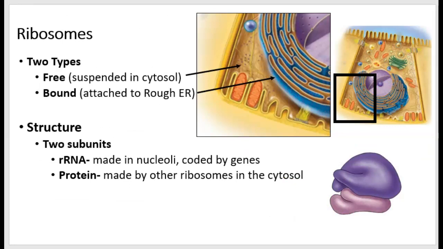Ribosomes are an example of non-membrane bound organelles. There are two types of ribosomes based on their location within a cell. One type is called free and is suspended within the cytosol. The other type is called bound and is attached to the rough ER. But both types have the same structure, composed of two subunits, shown here as pink and dark purple. Both subunits contain two types of organic compounds, ribosomal RNA and protein.